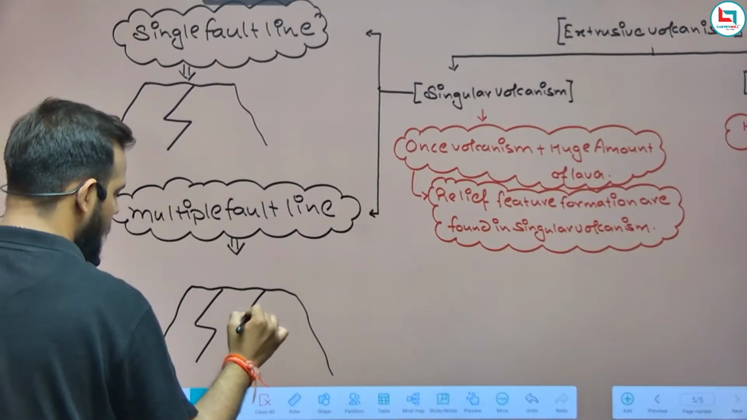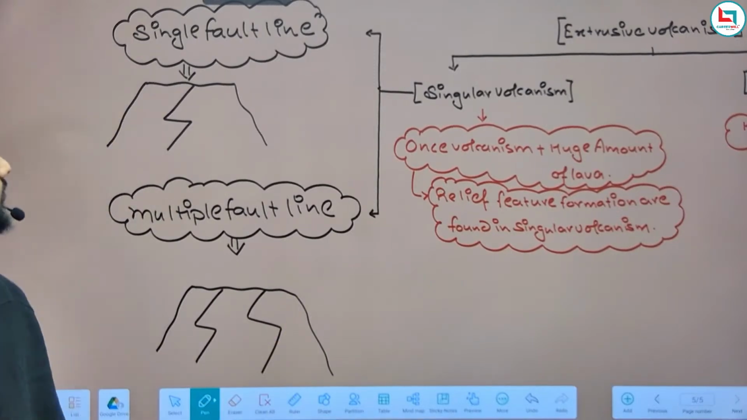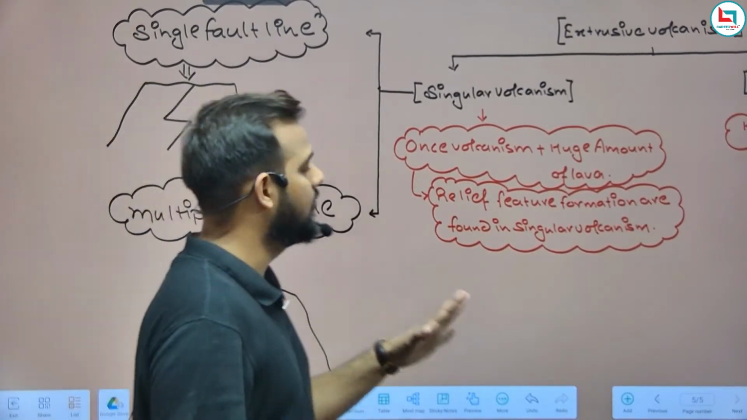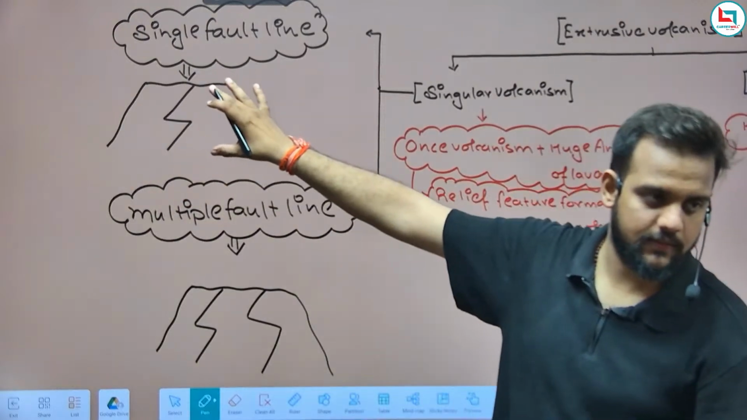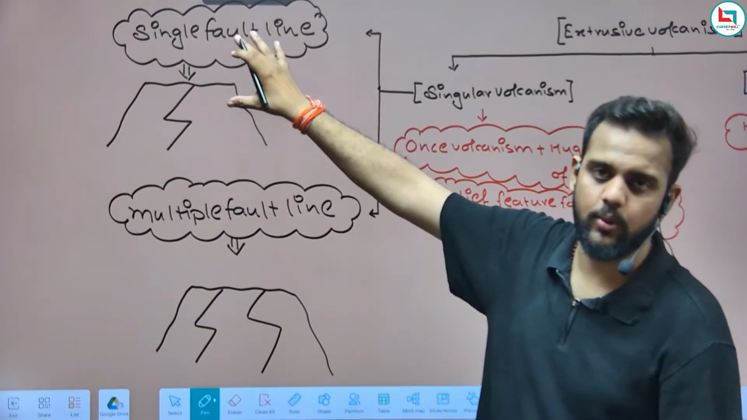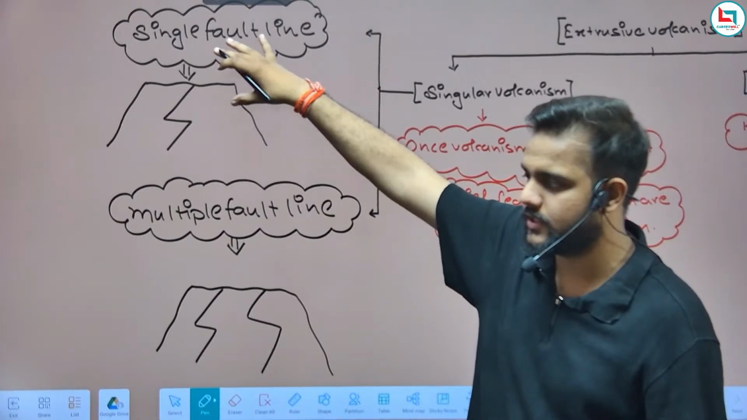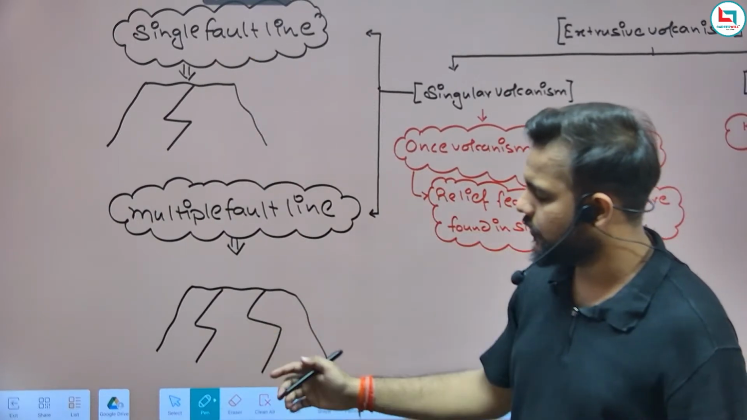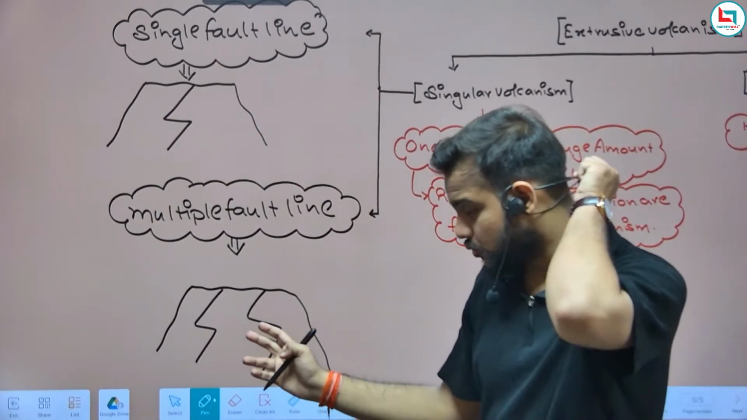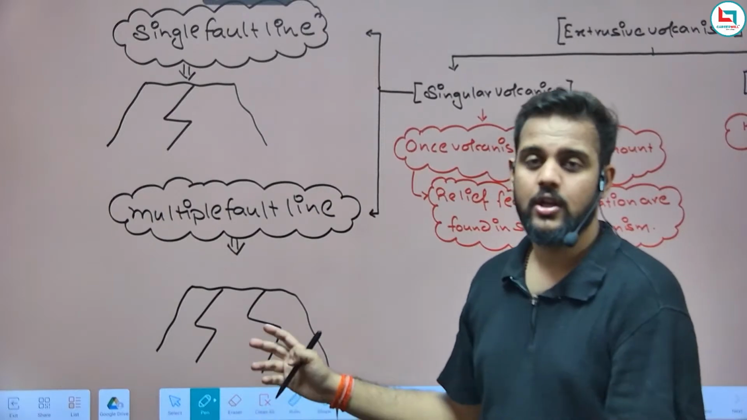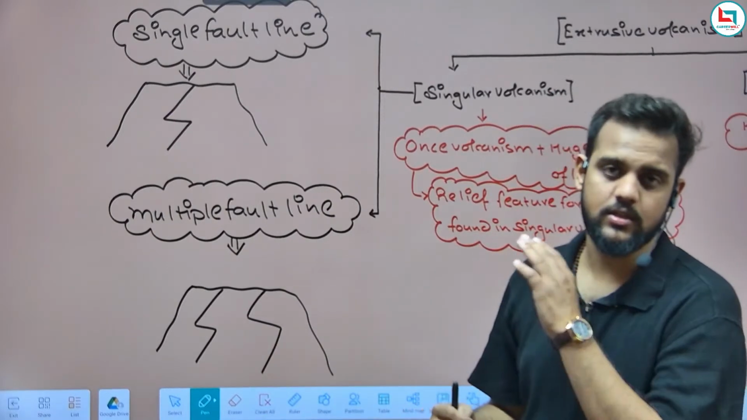We have more than one fault line. A singular fault line looks like this: we have one vent, one opening through which lava will be exposed over the surface. In a multiple fault line, we have two vents from which lava will be exposed over the surface.